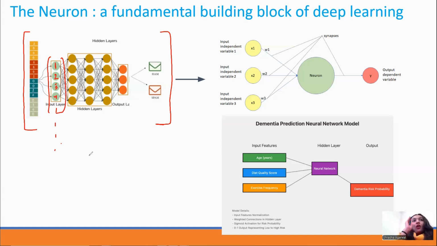And all these independent features are connected to your first layer, which is your hidden layer. This is your first hidden layer. This is your input layer. And all these neurons are somehow connected. Let's look at how.